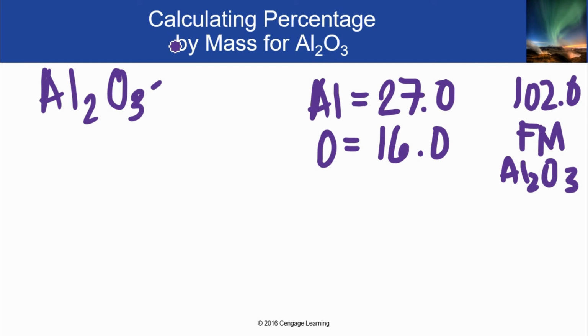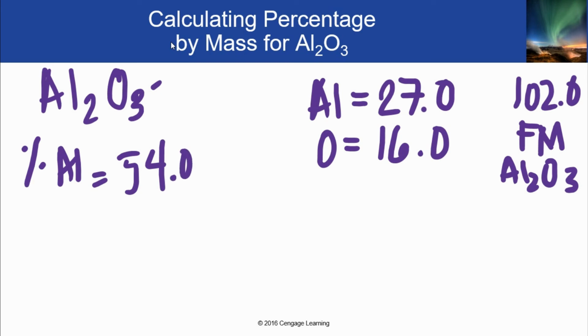So time's up. Let us answer the percentage by mass of aluminum and aluminum oxide. Okay, so first let's have the total mass of aluminum, which is 54. Bakit 54? Kasi dalawa yung aluminum natin. 54.0. Okay, dalawa yung aluminum natin, 27 times 2. Okay, divided by the formula mass of aluminum oxide, which is 102.0.